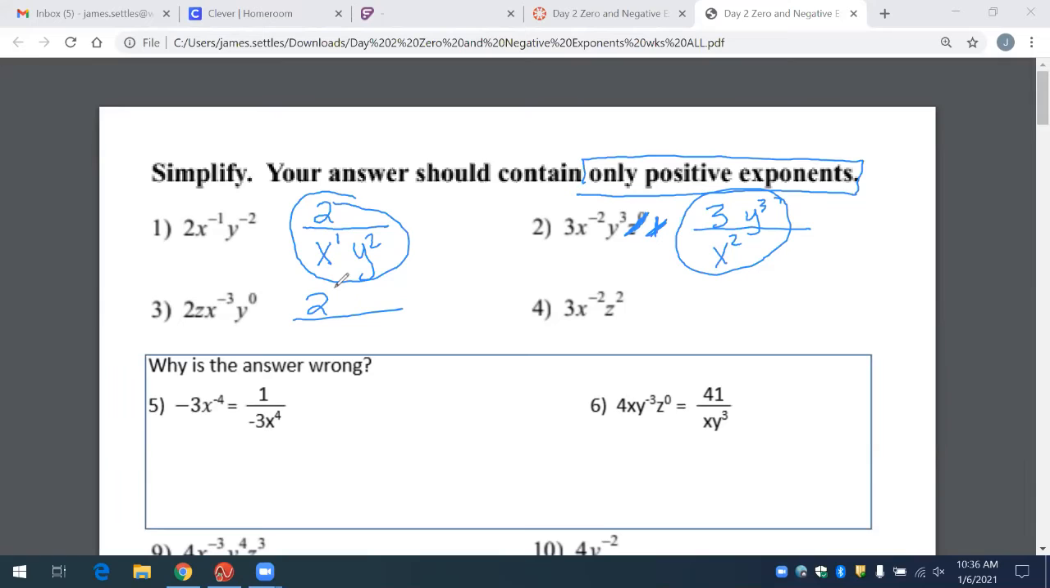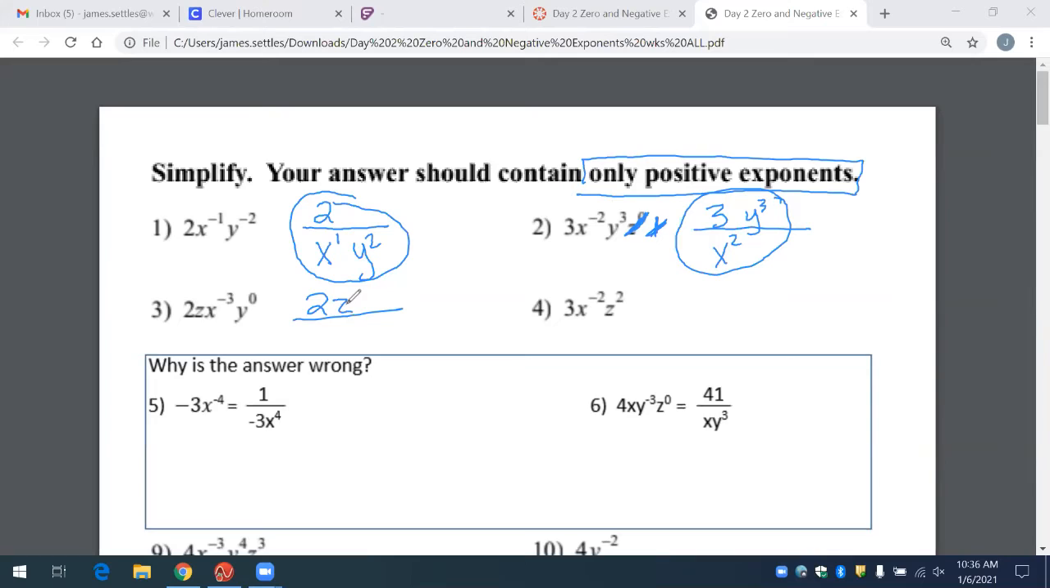Okay, now, the z. Does the z have an exponent? No, that negative 3 does not go with that z. So will the z stay on top or flip to the bottom? Stays on top.